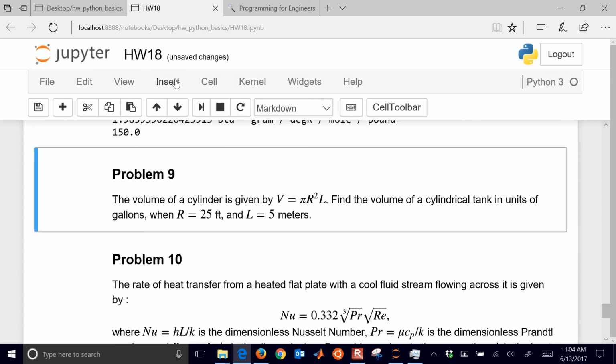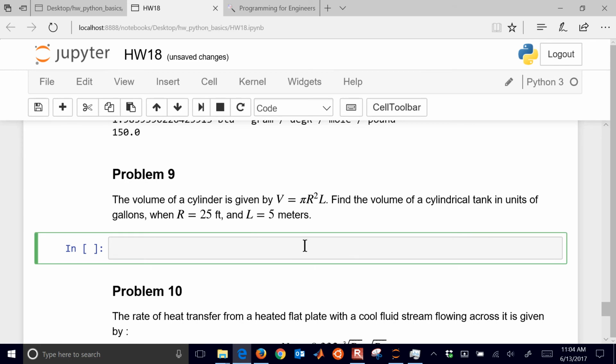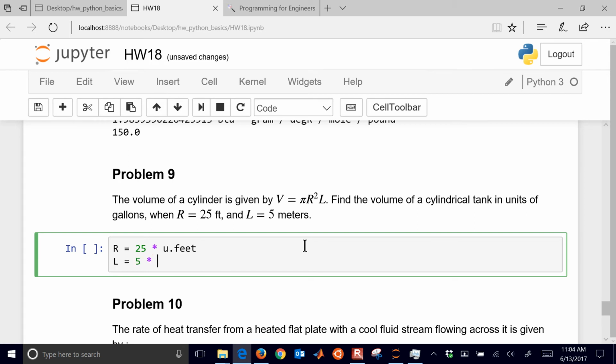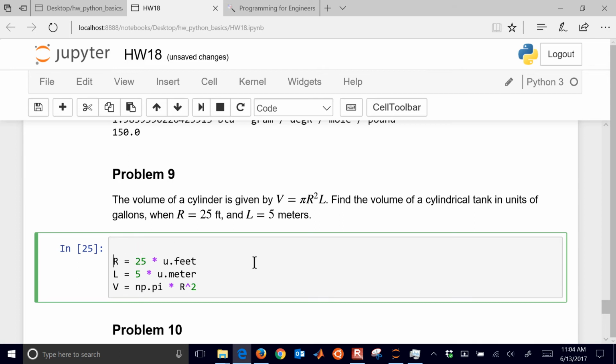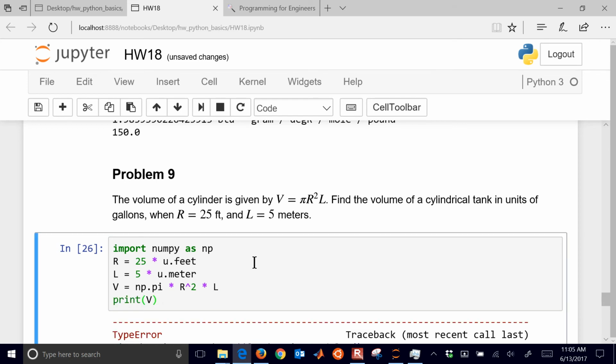We have a volume of a cylinder that's going to be given by V equals pi r squared times L, but R is going to be equal to 25 times U dot feet, and the L is going to be 5 times U dot meter. Then we want to create our volume, and I'll do pi times R squared. If you don't have NumPy yet, if you're just starting this, you do import NumPy as np, and then times L.